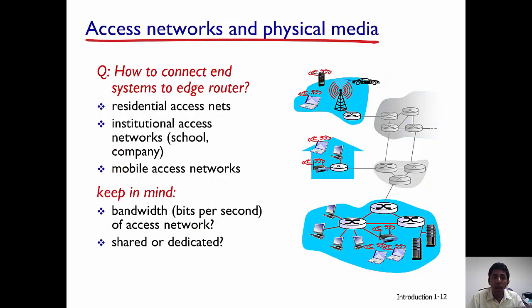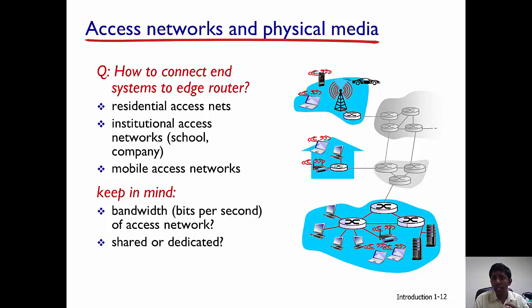So let's move ahead and try to understand how these end systems actually connect to the edge router. Now the edge router is that router which helps you connect to the greater internet. The edge router, for example, is the router that you have at your home, which helps you connect to the internet. Now, we will get into all these details and how that kind of connection happens as the course progresses. For now, all that we need to know is that to access data through the internet, the end hosts have to connect to the edge router.